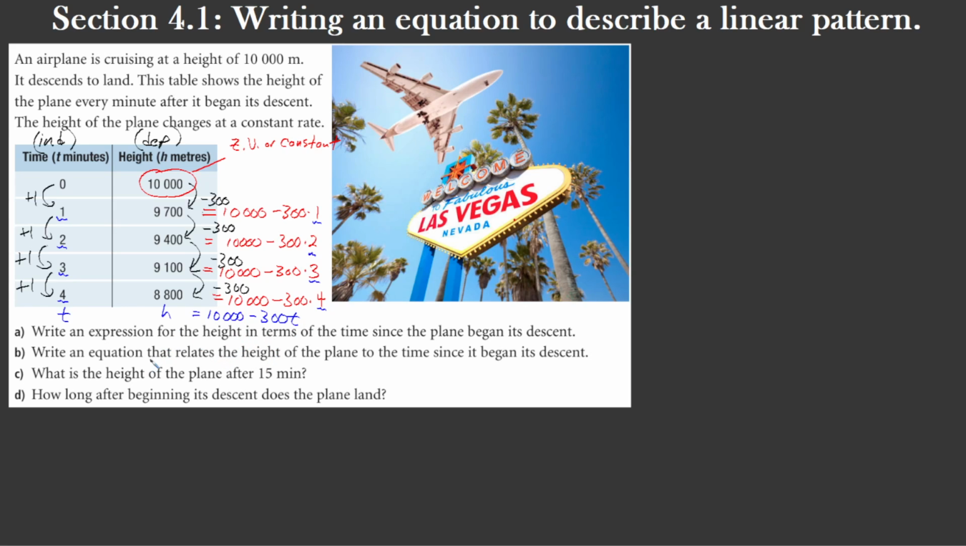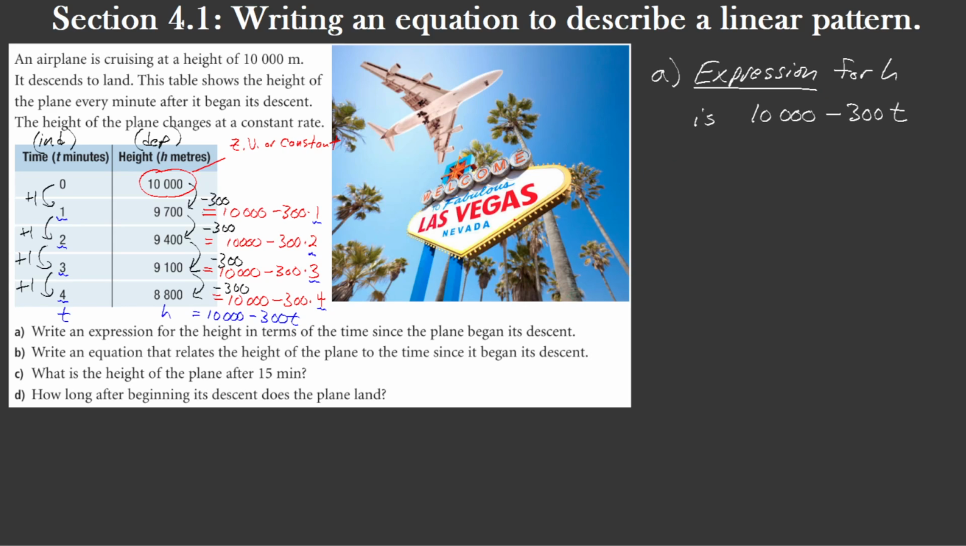So I've actually kind of done A and B together. When we look at question A, it says write an expression for the height in terms of the time since the plane began its descent. So in A, our expression for height is the 10,000 minus 300t. That's going to be the expression.